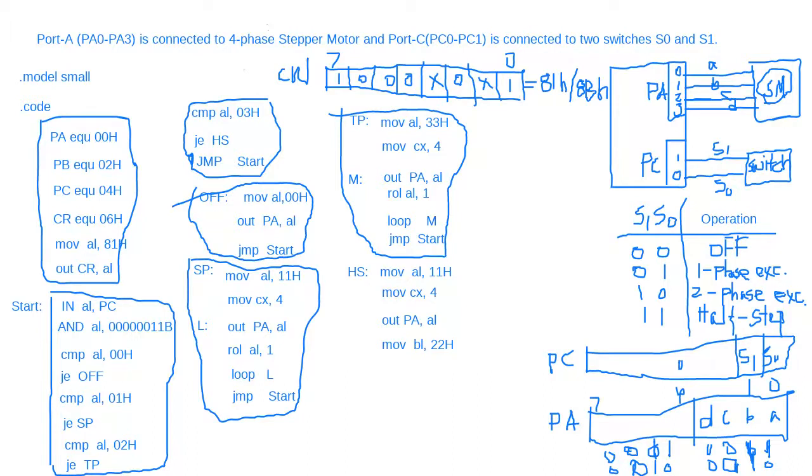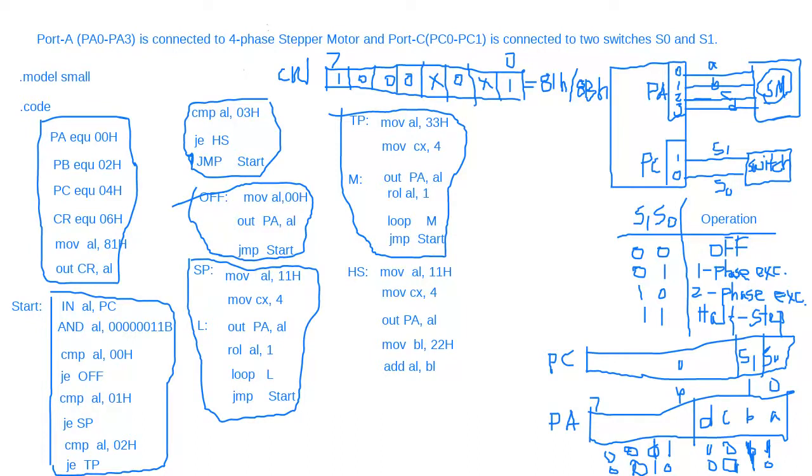So it becomes now AL has 3 3H. Out port A, comma AL. So it becomes 3 3H. But what about this 1 1? We must preserve it, because this was in AL, and now AL is 3 3H. This 1 1 is actually lost now. So we have to use another register here to save it.